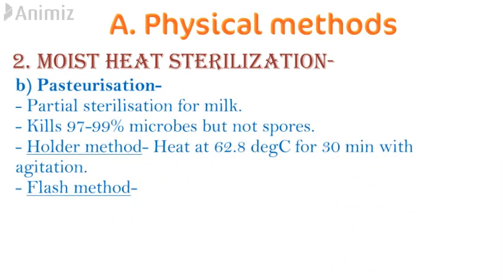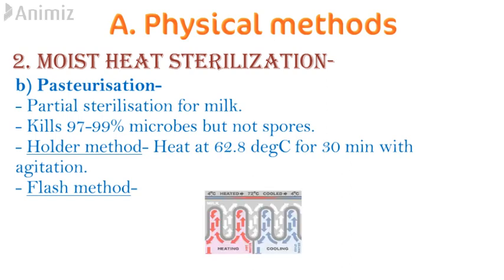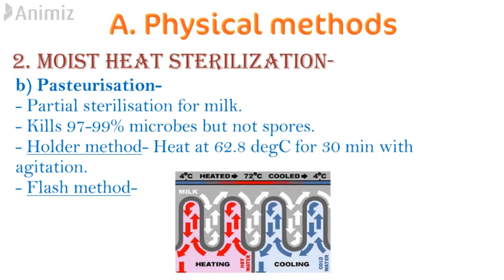Pasteurization, which is a partial sterilization technique used for milk. It kills 97 to 99% microbes but not the spores. It has two techniques: Holder method, in which we heat the material at 62.8 degrees Celsius for 30 minutes, and Flash method, in which we heat at 72 degrees and then suddenly cool to 4 degrees Celsius.